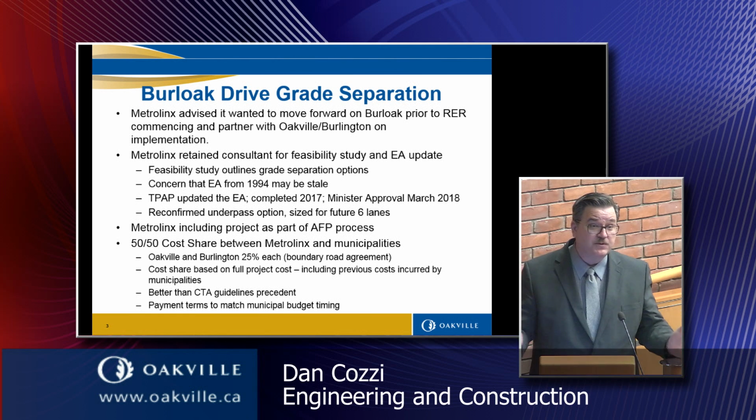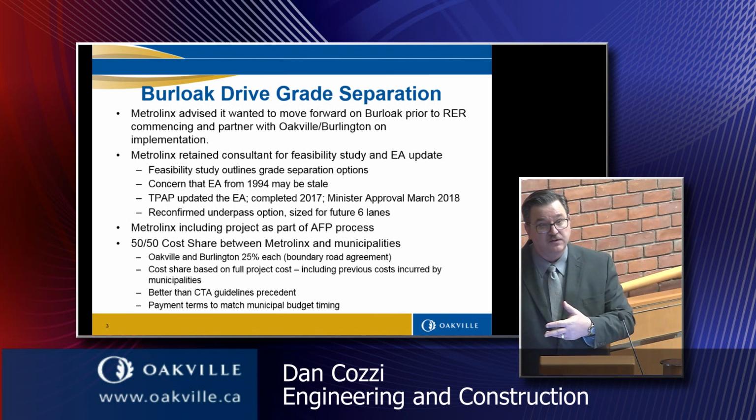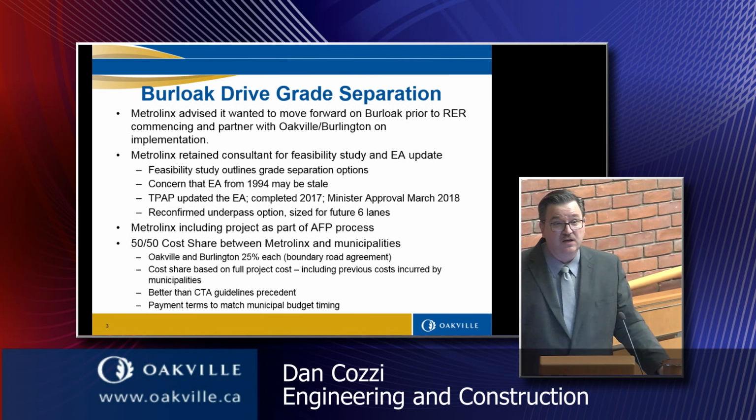50-50 is one of the options on a cost-share split, and it's all based on an exposure index and how that exposure index is factored into the calculation, whether it's the town's traffic or the municipality's traffic or the rail's traffic on the rail that's causing the need of the grade separation.